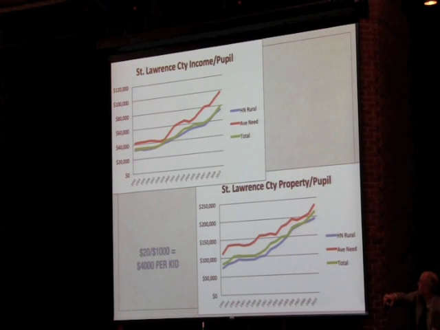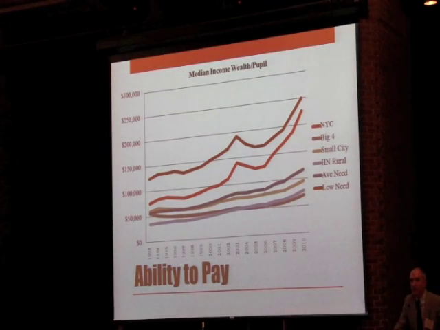Can you write down $80,000 per kid as far as the income wealth goes? Thank you. Okay, now let's look statewide.